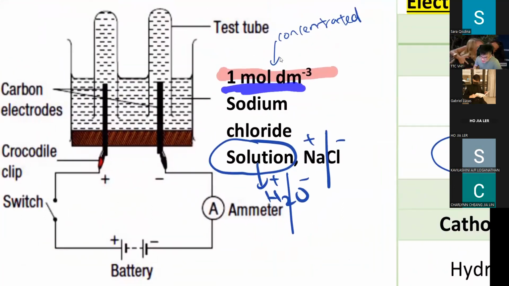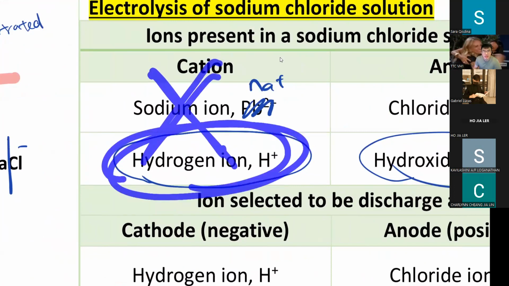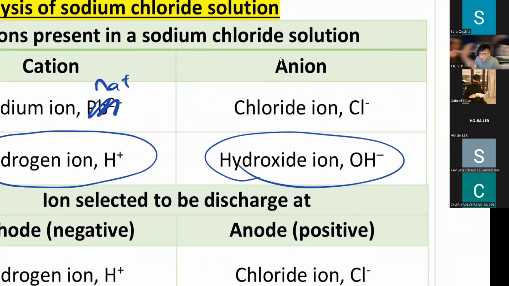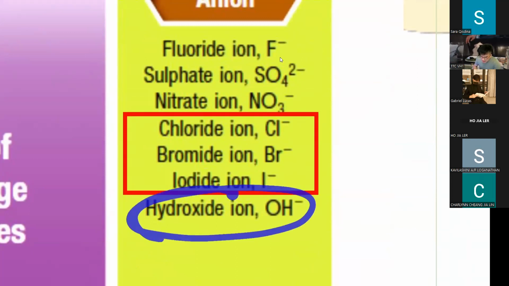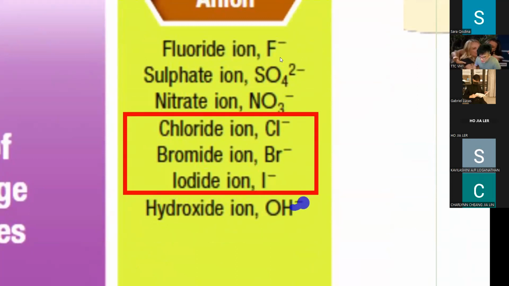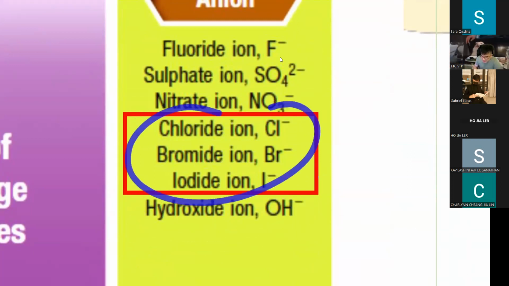Now, when you see concentrated, guys, listen. There's no change for the guy. I still choose the ugly one. But when it's concentrated for the girls, there's a slight change. Instead of choosing hydroxide, I will choose someone a bit higher, which is chloride, bromide, and iodide, Cl, Br, and I. Why? Because when it's concentrated, I have more pretty girls than ugly girls.